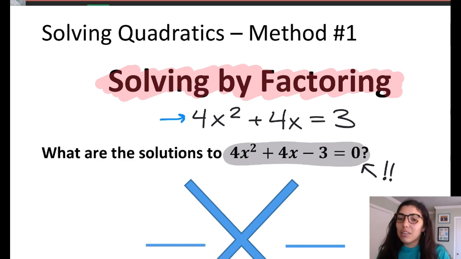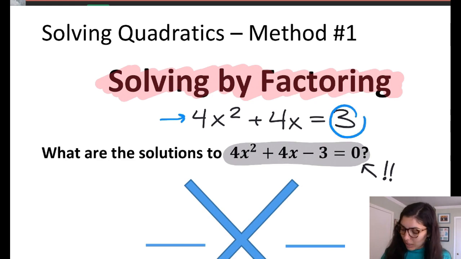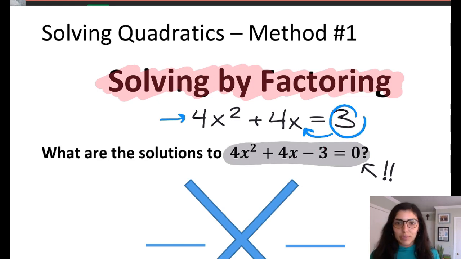So before we get started, anything that's on the side that should be a 0 needs to be moved across the equal sign. The cost of moving something across the equal sign is to change it to its inverse operation, which is why we have 4x squared plus 4x minus 3 right here. Because it was a positive 3 when it was on the 0 side of the equation. And so we just move it over, and now it's positive.